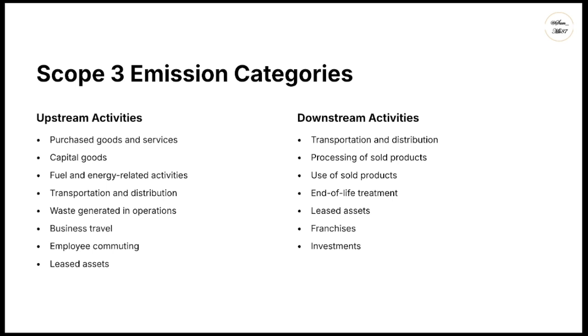On the downstream side, we look at what happens after the product or service leaves the organization. Things like the transportation and distribution of sold products, processing of sold products, use of sold products, especially important for things like electronics or vehicles, end-of-life treatment like disposal or recycling, leased assets that the organization owns but others operate, franchises and investments where emissions come from related but not controlled entities. So just understanding these categories and which ones apply to the organization is the first step to address scope 3 effectively.